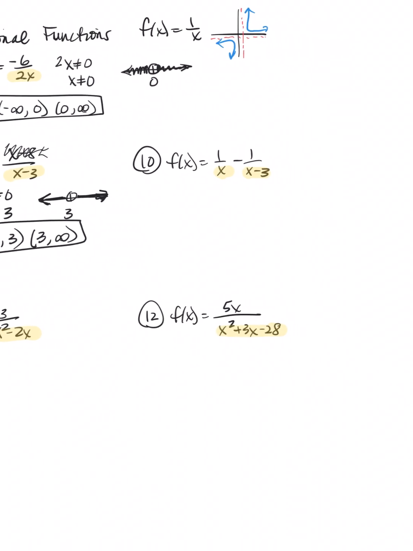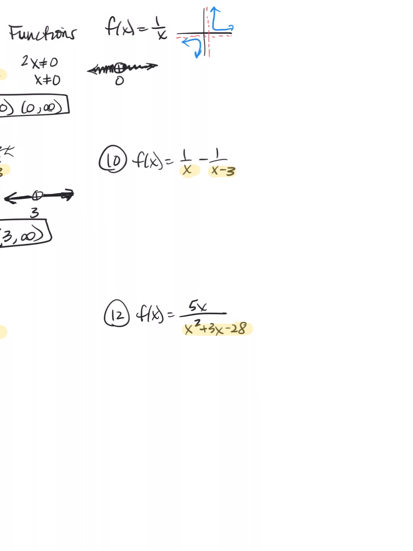What about 10? Well, this one's weird because it's got 2 different rational parts, right? So let's do this. We set them separately. We're going to do this one over here. We're going to say x cannot equal 0. Oh, look, there's no further solving on this, right? We're good. This one, we say x minus 3 cannot equal 0. So x cannot be 3. So let's put it on a number line. So I know at 0 it cannot exist, and at 3 it cannot exist. What's that mean? If I was graphing it, I'd have to put in a vertical asymptote. Every other value for x is good.